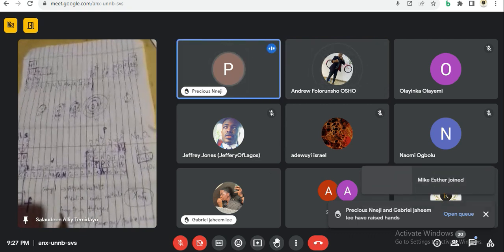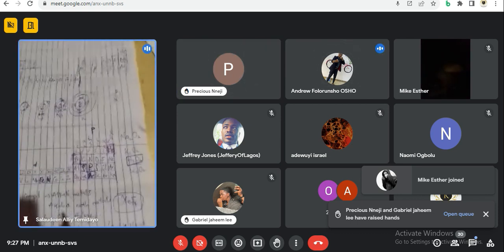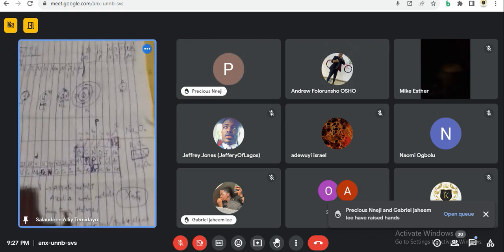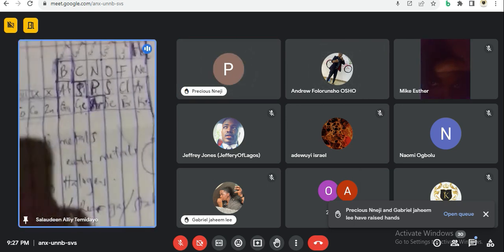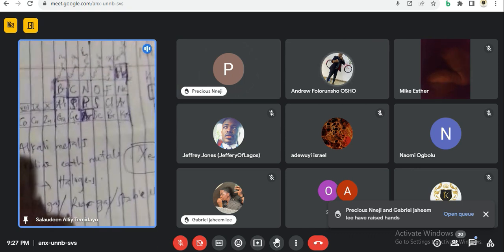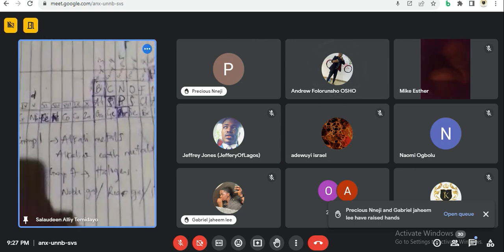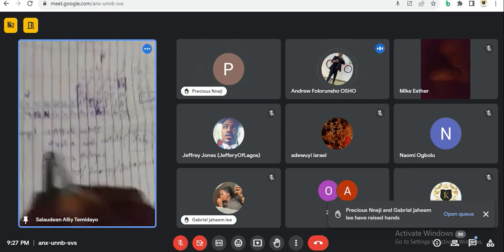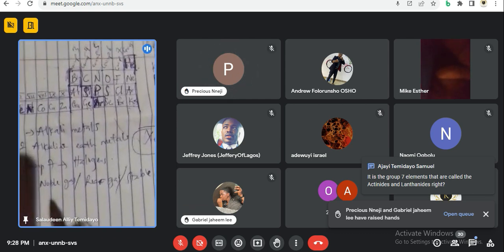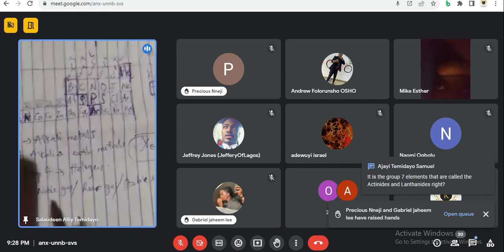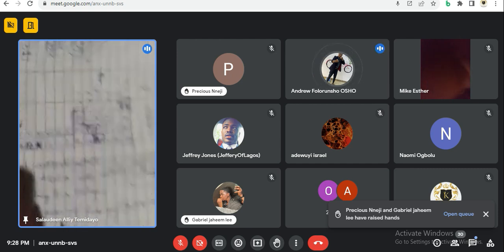What I want to say is, what do you call the group two elements? Sorry, group two elements. Did you say group two elements? They are alkaline earth metals. So alkaline earth metals are group two elements. No, not group seven. Group seven elements are called halogens.